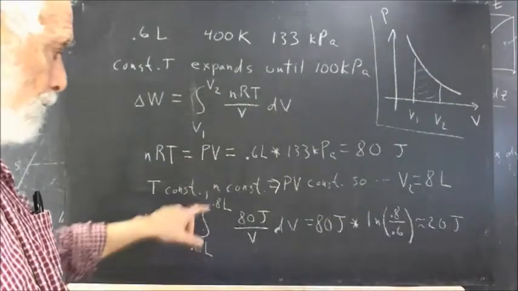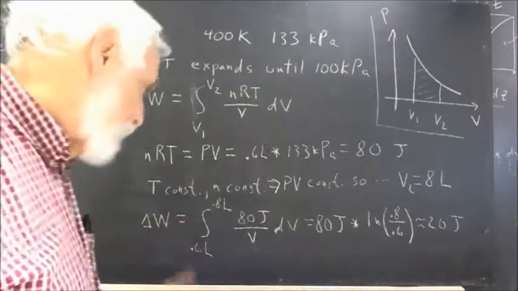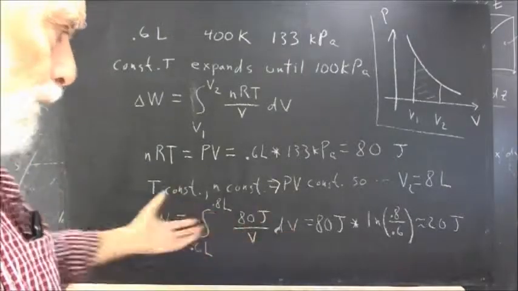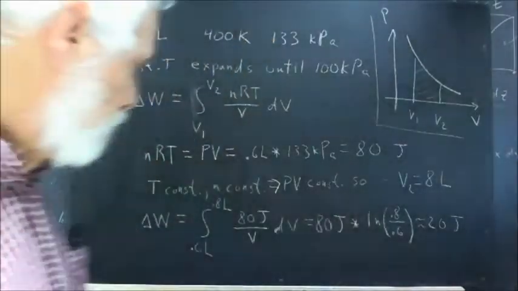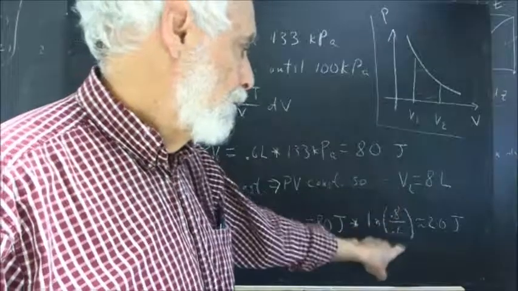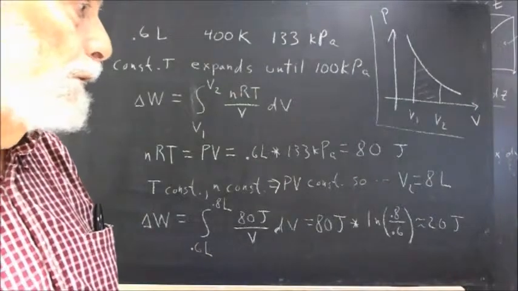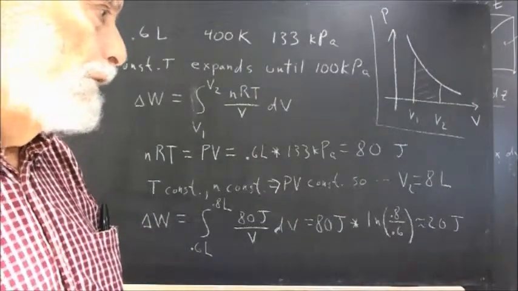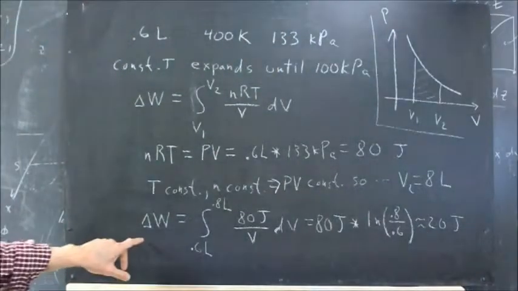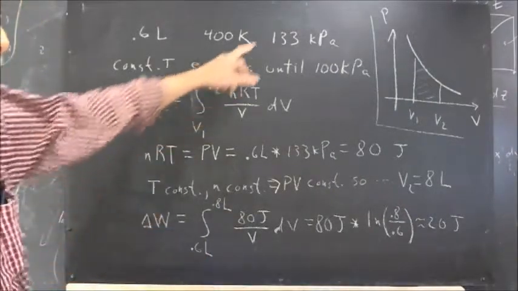And now we're just integrating from 0.6 to 0.8 liters, 80 joules over V with respect to V. 80 joules comes out. The integral of dV over V is just the natural log of V, and we saw how the natural log works, so I didn't go through the details, but you should, to be sure you're used to them. And we get 80 joules times the natural log of 0.8 over 0.6, which I estimated to be 20 joules. Now I don't consider that to be a really accurate estimate. I'm pretty sure it's within 5 joules of being right, but that's our result. So 20 joules of work are done in the expansion of this gas.